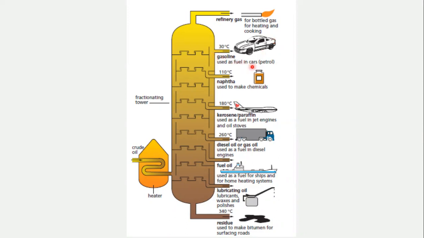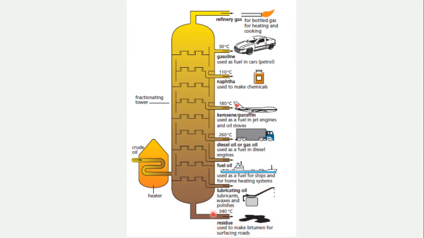Then we have gasoline. Gasoline is what is used in our cars in the form of petrol. Naphtha is used to make certain chemicals. Kerosene is used as a fuel in your airplanes, in your jet engines. Then diesel, of course, is used to run diesel engines, which again come in the form of various cars and vehicles. Fuel oil is for ships. Lubricating oil is, of course, for making lubricants, waxes, and all that.